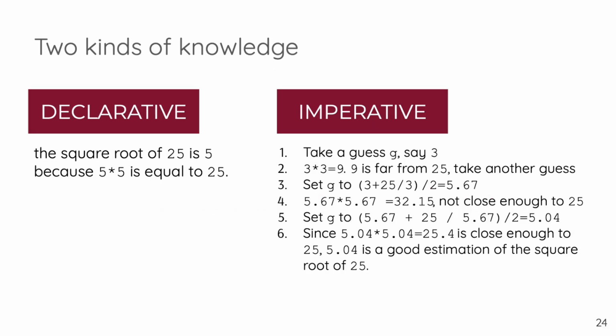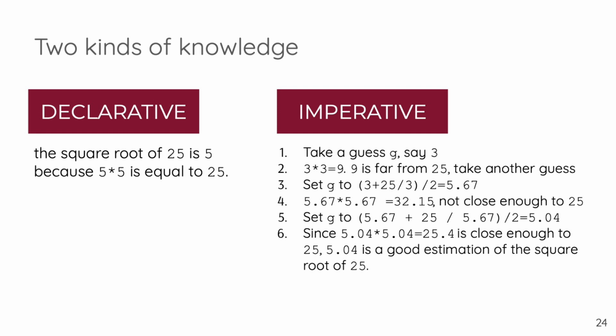Let us consider the following example to differentiate declarative and imperative knowledge. If we want to get the square root of 25, declarative knowledge would say that the square root of 25 is 5 because 5 times 5 is equal to 25. This is a statement of fact. In computational thinking, we need to know how 5, which is the square root of 25, is obtained. In imperative knowledge, we will follow a process in order to get the square root.